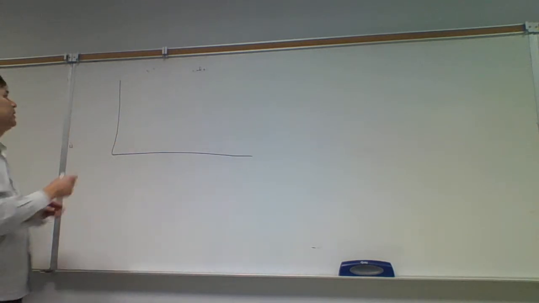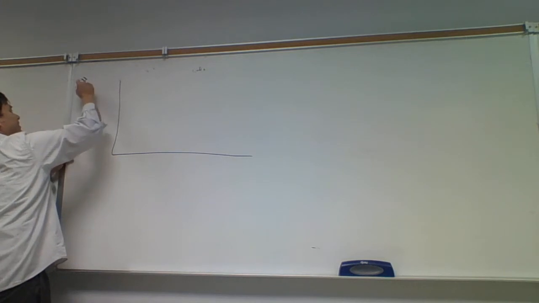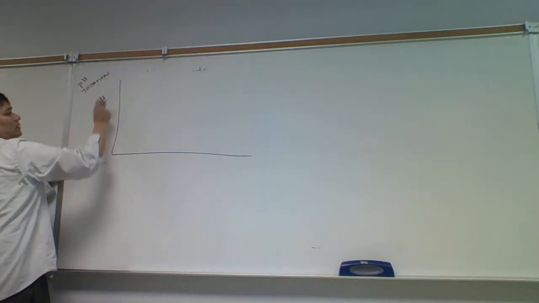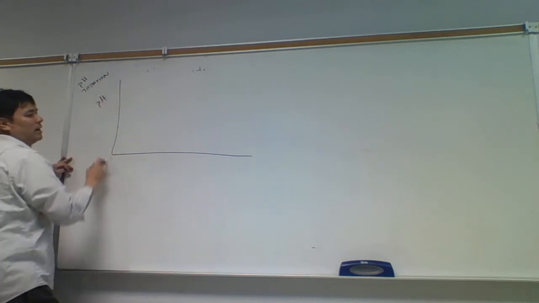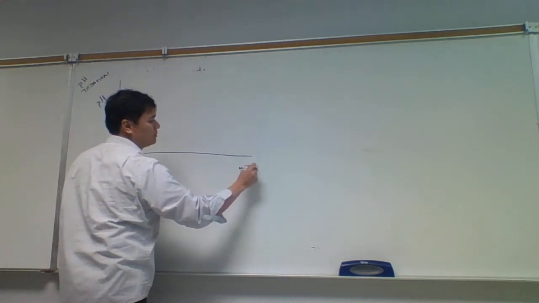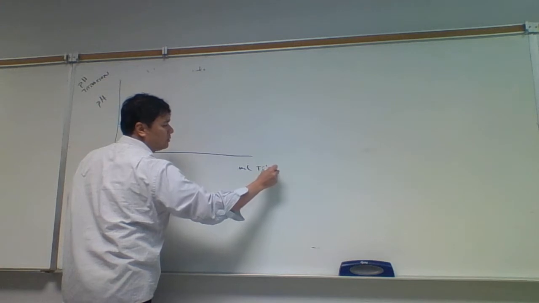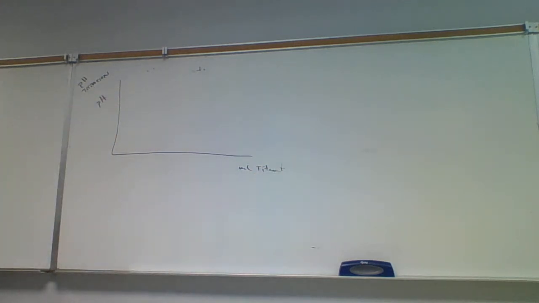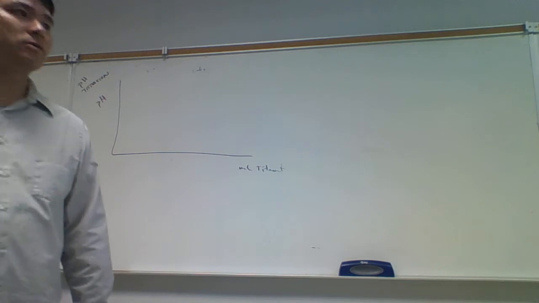In a pH titration, we monitor the pH. So let's plot it on the y-axis here, versus milliliters of titrant. In a normal titration, we're only interested in one data point. We just want the end point of the titration. That's where the indicator changes color, like phenolphthalein or something like that.